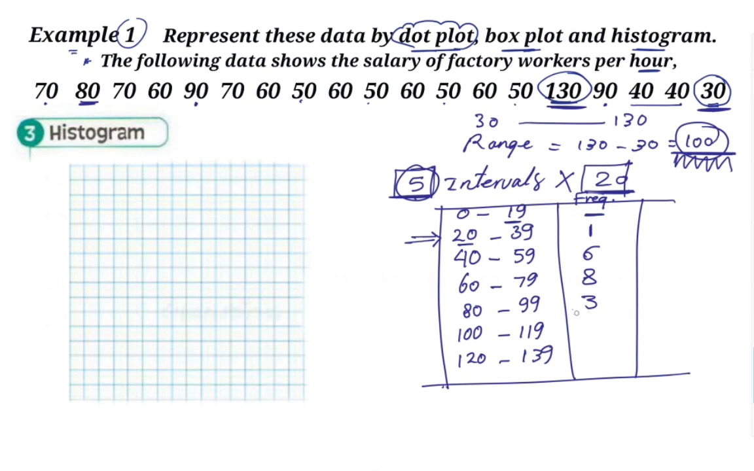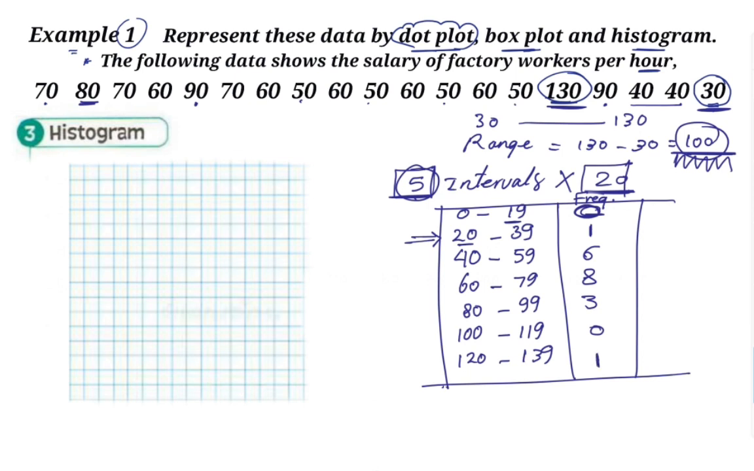100 to 119. I will find 100 and 110. How many 100s here? There is no 100. How many 110s here? There is no 110. So this interval has frequency 0, like the first one, 0 and 0, no problem. The last interval, 120 to 139. What's the number between 120 and 139? For 120, there is no frequency. 130, just one 130. And it's the maximum, so just one.